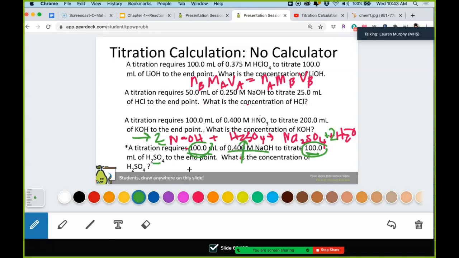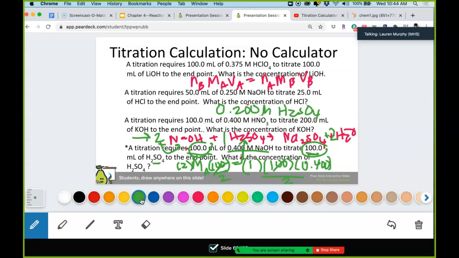Now let's do it with the math. So molarity of the acid, that's what I don't know. Volume of the acid is 100. And then moles of base go over here. So 2. There's a 2 right here. That's my base. Equals, so my moles of my acid go over here. This is a 1. Volume of base is 100. Molarity of base is 0.4. So in essence, the hundreds cancel. I'm dividing by 2. 0.4 divided by 2 is 0.200 molar H2SO4.